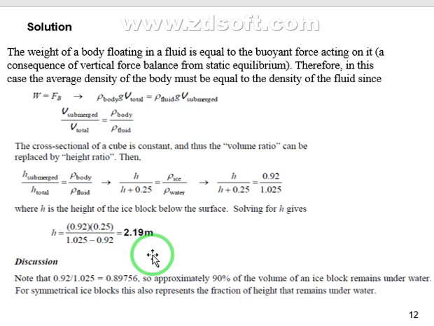I think it's a very clear answer. Anyhow, these are the solved problems for this chapter.